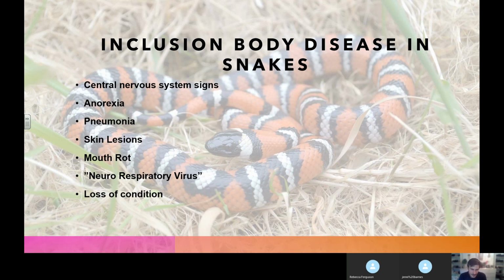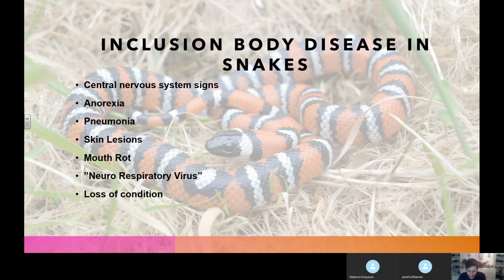So in terms of inclusion body disease, obviously central nervous system signs are the classic signs that you see, as well as not eating. But this is a neurorespiratory virus. So people often forget this can cause respiratory disease as well as neurological disease. And sometimes you don't see any neurological signs. Sometimes you just see respiratory signs. So you basically get a boa or a python with a respiratory infection, an RI.